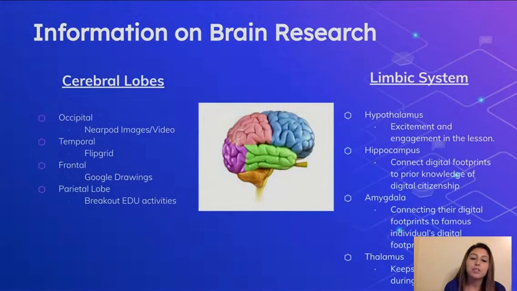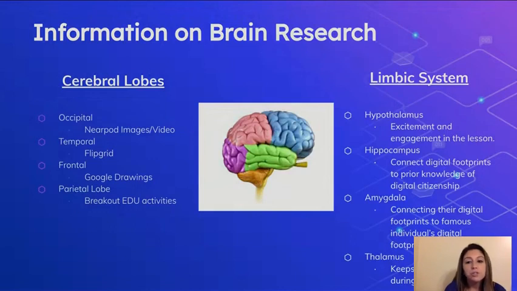And then for brain research, cerebral lobes, accessible Nearpod images and videos, these will all be part of one side of the brain. For temporal, Flipgrid, frontal Google Drawings, and also parietal lobe for the Breakout EDU activities. And then for limbic system, the hypothalamus, excitement and engagement during the lesson. I'm hoping that that will carry on from the beginning of the lesson all the way throughout the end of the lesson with all the different activities and the technologies that will be used.